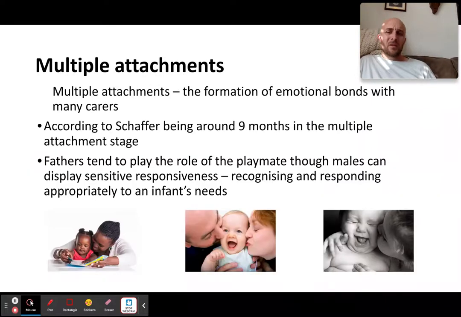Anyway, you don't really need to know much about multiple attachments. They start about 9 months. Bowlby says you don't get multiple attachments. Schaffer and Emerson say you do.